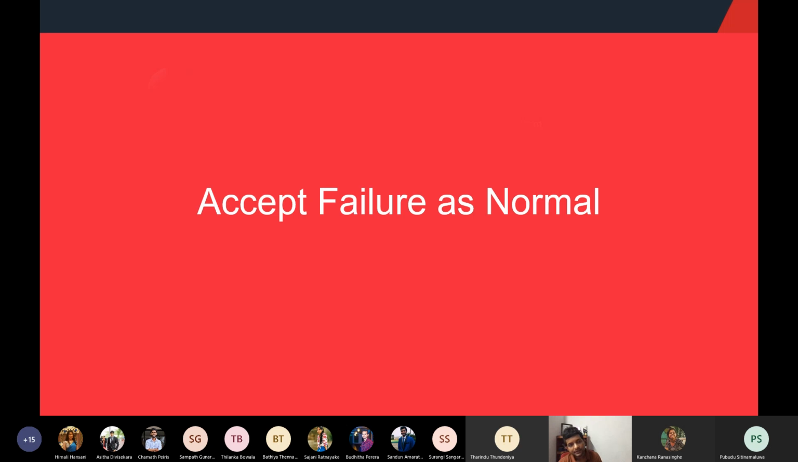The next concept is accepting failure as normal. Let me come up with this scenario. This scenario is actually from Google's SRE book. Imagine you are working in a data center, so you have all these data servers and network cables, an entire data center, and let's say one person goes to the data center in the morning with a cup of coffee.